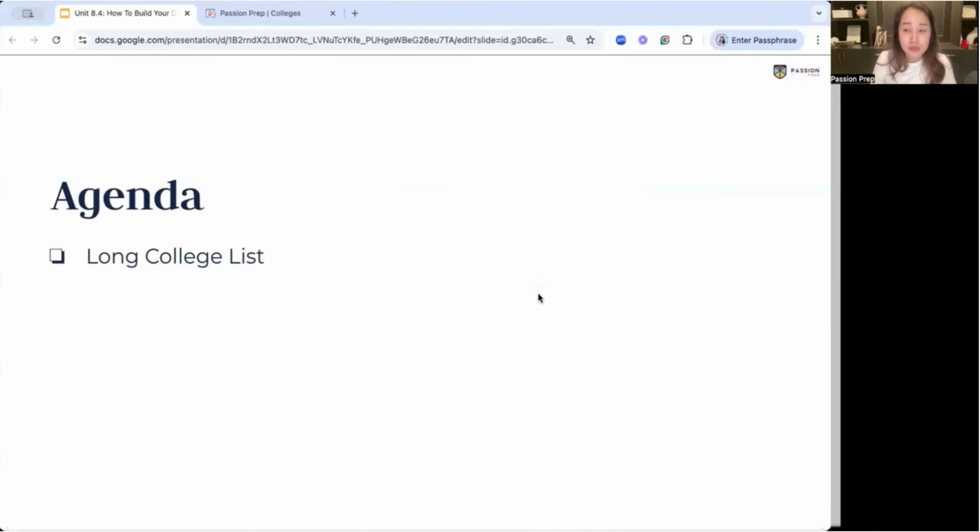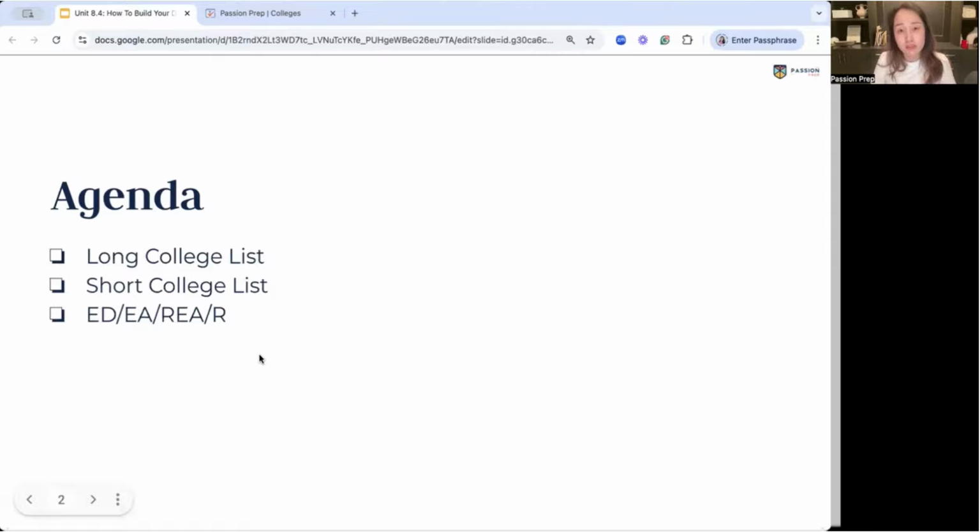Let me go ahead and share my PowerPoint here. For today's agenda, I'm going to cover what a long college list is, what a short college list is, early decision, early action, restrictive early action, and regular. What are the differences? How do you decide which one to go for? And some high level strategies.